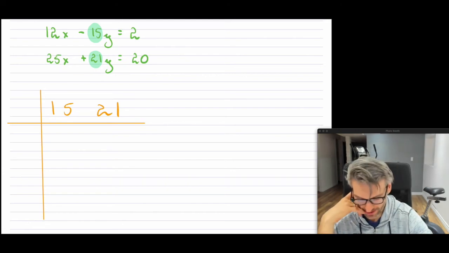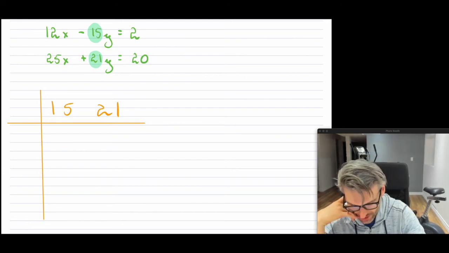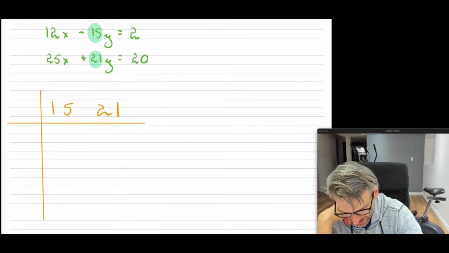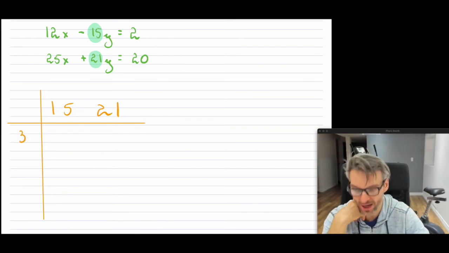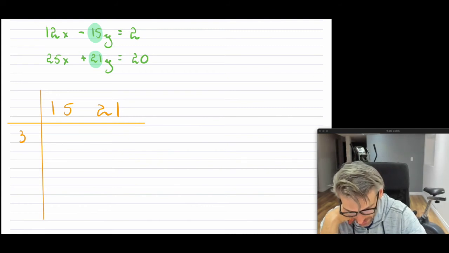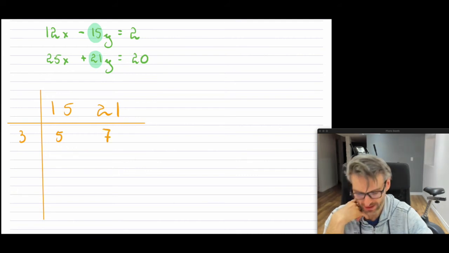So right away, if I want to do this, I'm going to take 15. And now, what goes into 15? Well, 3 goes into 15, so I'm doing it by prime numbers. So 3 into 15 goes 5 times. Into 21 goes 7 times.